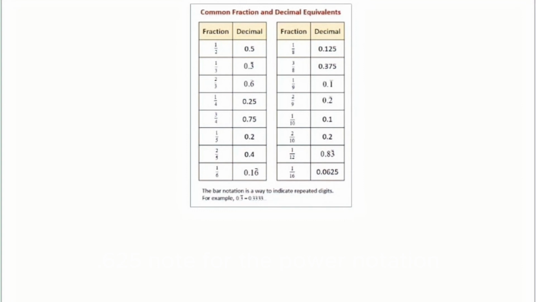Note, the power notation, like in 0.1 here, and 0.6 here, and 0.3 here, indicates repeated digits. For example, 0.3 is 0.3333333, and so on.